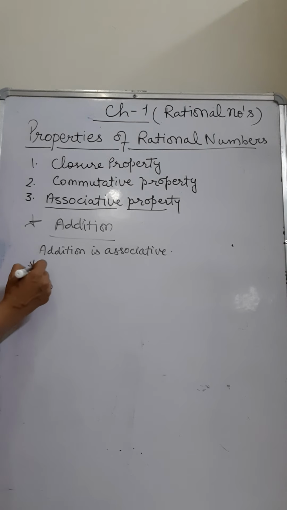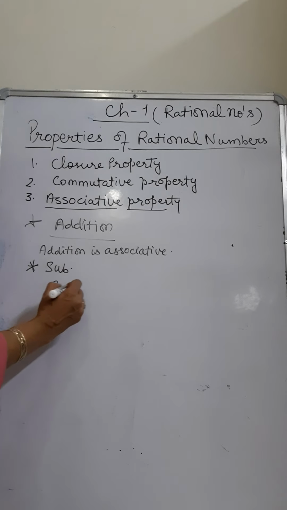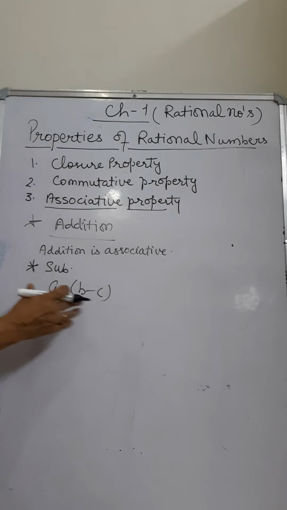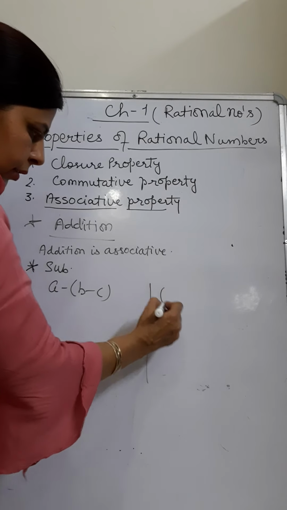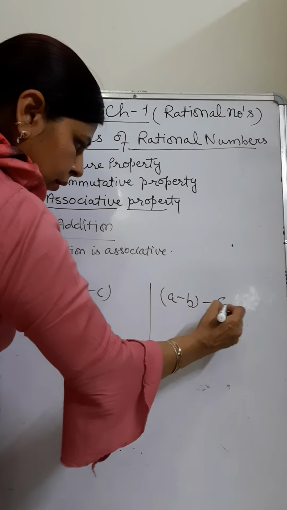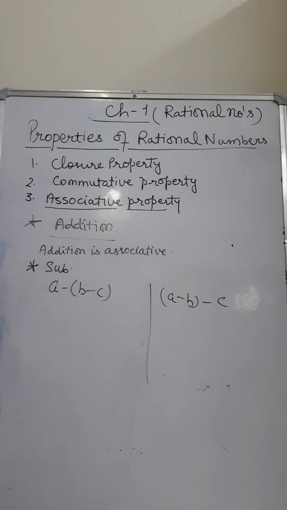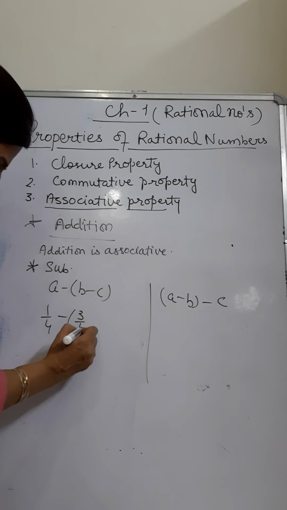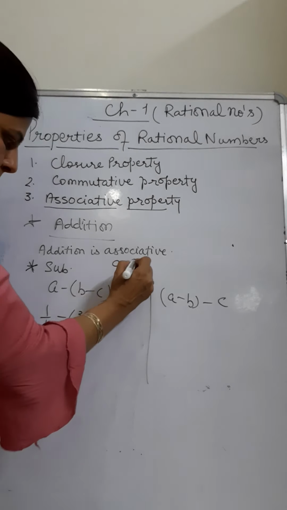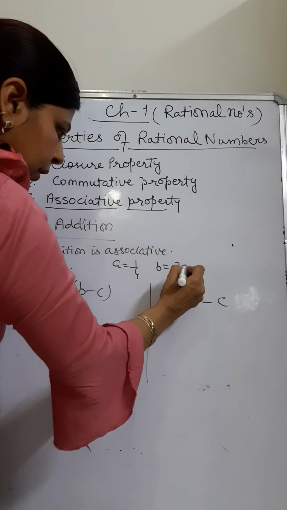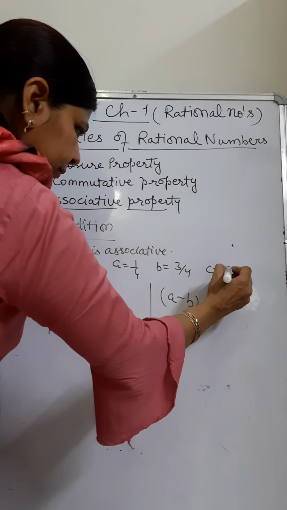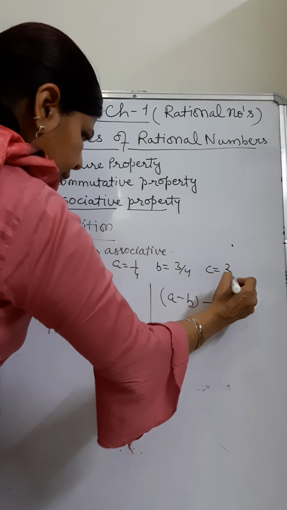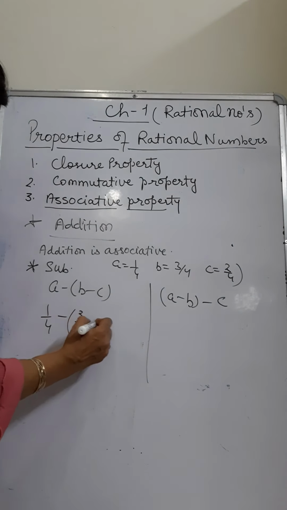Now we will check the same for subtraction. Now check for subtraction by changing the order. If I take this order and next time I change the order, what will be the result? Now check it. Now suppose I am taking A as 1 by 4, B as 3 by 4 and C as 2 by 4. Now check it.